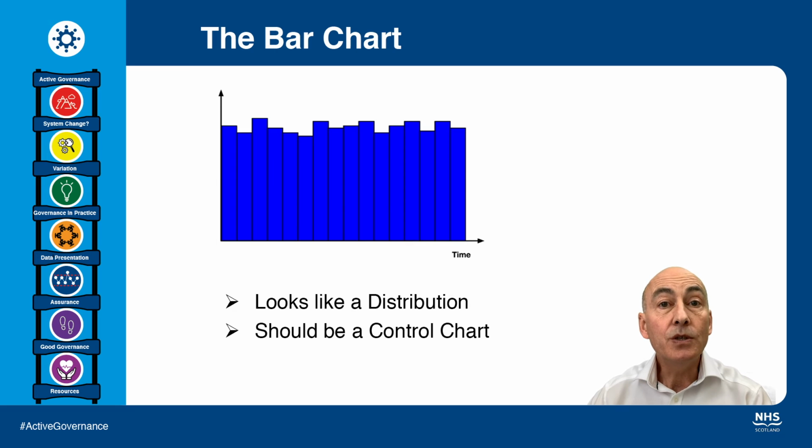So what you should do is take this data and ask for it to be plotted as a control chart, or at very least a line or a run chart. Plotting it as a bar chart just confuses us. We expect it to be a snapshot of the process, but in fact it is actually data over time.